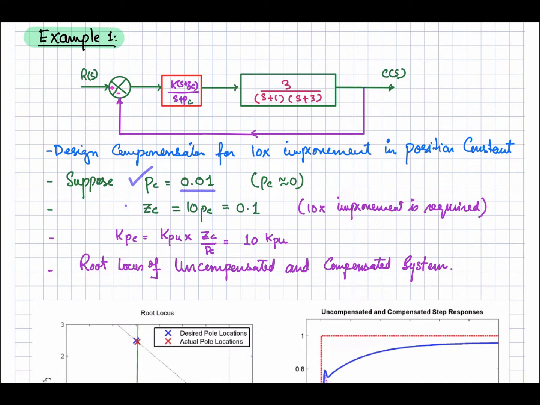And what will be the position of the zero? The position of the zero will be 10 times that, because we need a 10 times improvement. So we are going to improve the K by 10 times, and that is the ratio of the positions of the zero and the pole. So zc will be equal to 10 times pc, that is 0.1. This will give us a 10x improvement, which is the desired one. So Kpc, the compensated static constant, will be equal to the uncompensated one times zc by pc, that is 10 times Kp. So steady state error will be reduced by nearly 10 times.